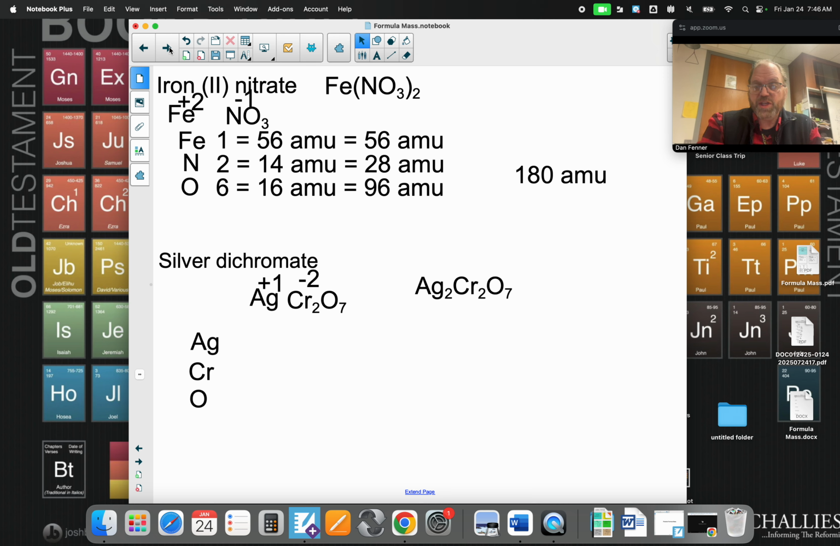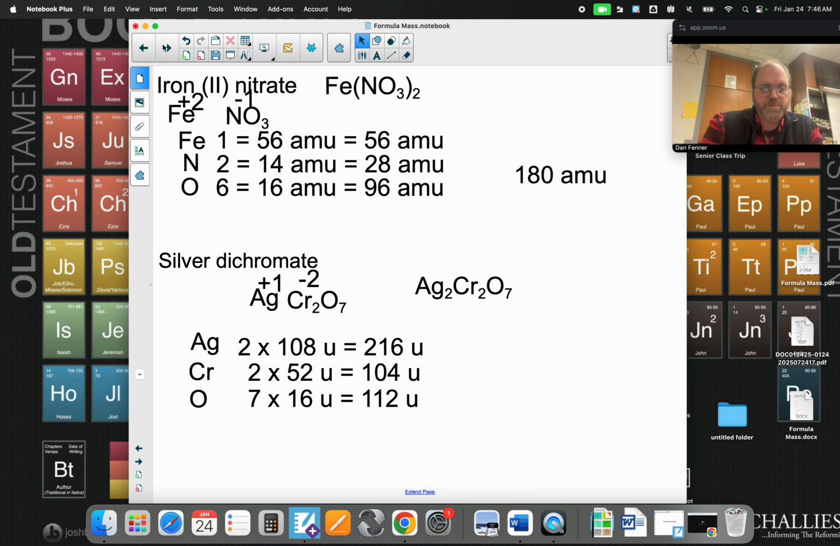Elements, Ag, Cr, and O. We have 2 Ags, 2 Crs, 7 Os. Periodic chart, 108 U's for silver, 52 U's for chromium, 16 U's for oxygen. Multiply through. I get 216U, 104U, and 112U. Add those all up, and we get 432U.